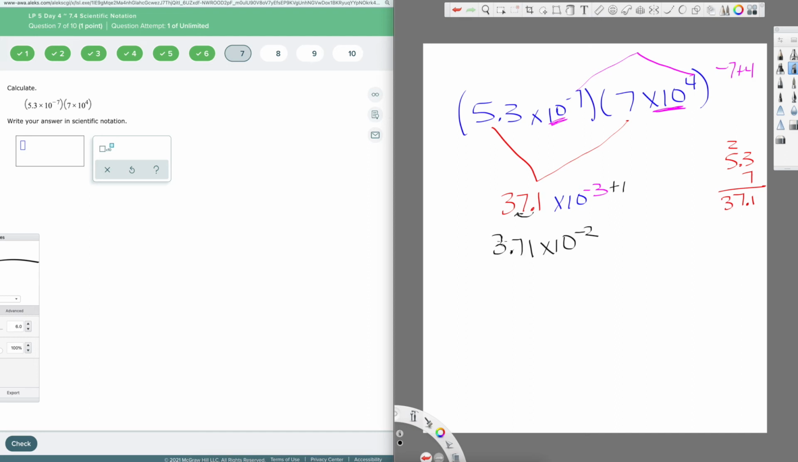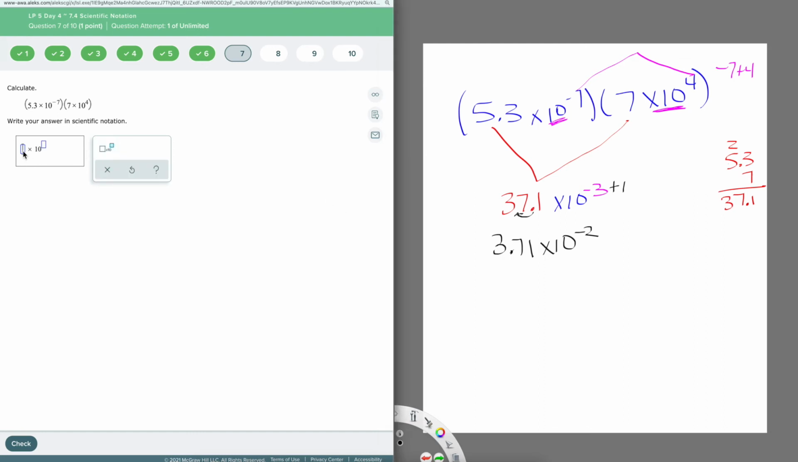So make sure you fix this. It can't be 37, but 3 is okay. It can be any number between 1 and 9. It just can't be 0, and it can't be bigger than 9. Okay, so that's one of the basic rules there. It has to be a number between 1 and 9. So we have to fix it when that happens. So then we have negative 2. Check. All right.